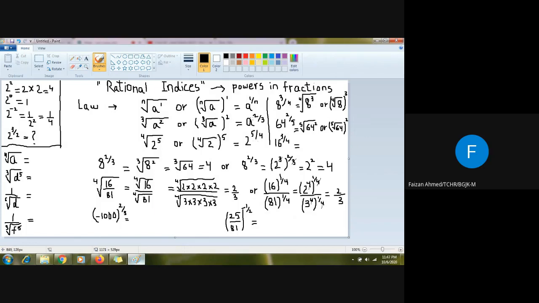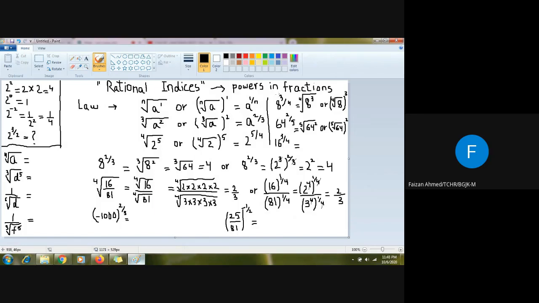Similarly, if a power is given to you, you can also convert it into the radical sign. This means the reverse of this law. For example, this is 8 to the power 3 upon 4. So I know this law. I know that the number which is in the numerator comes to the power, and the number which is in the denominator goes as the root index.